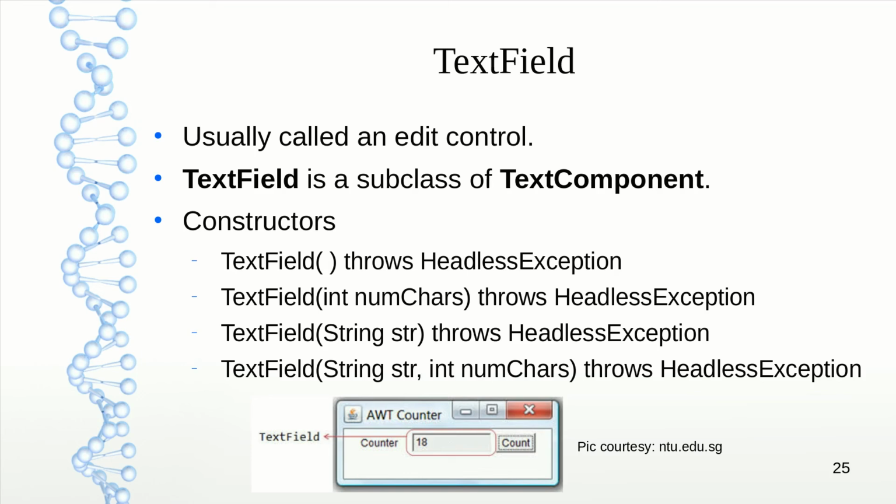Then we have TextField with int numChars. This constructor creates a text field which has a width of numChars. Then we have TextField with a string str passed to it. This text field is initialized with str in it. And finally we have TextField with string str and int numChars. This constructor creates a text field which is initialized with str and numChars characters wide.